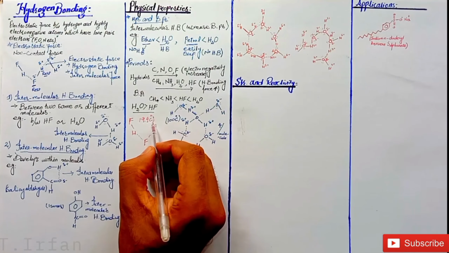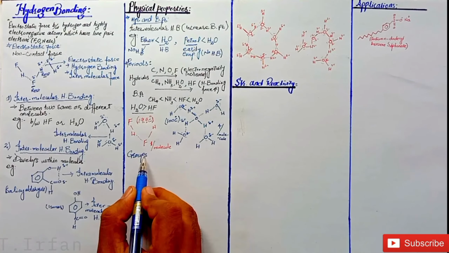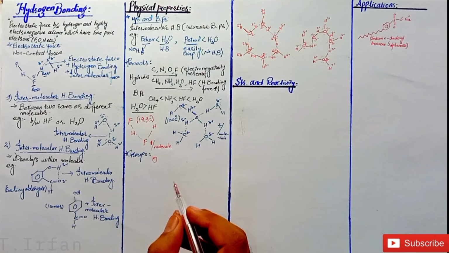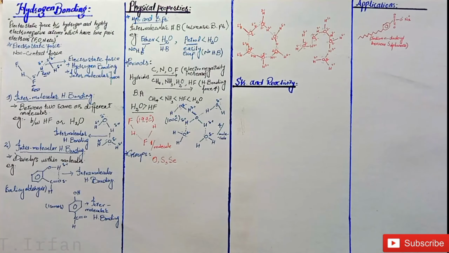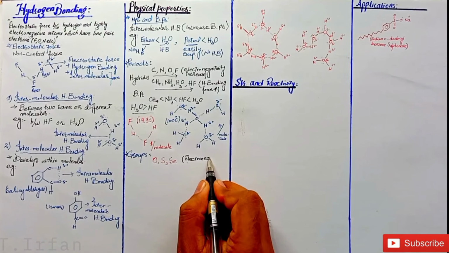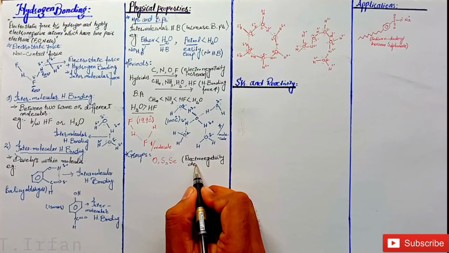And when we move from top to bottom in the groups, electronegativity decreases. This is because shells increase and size increases. For example, when we discuss oxygen, sulfur and selenium which belong to the same group, here the tendency of forming hydrogen bonds decreases because the electronegativity decreases.